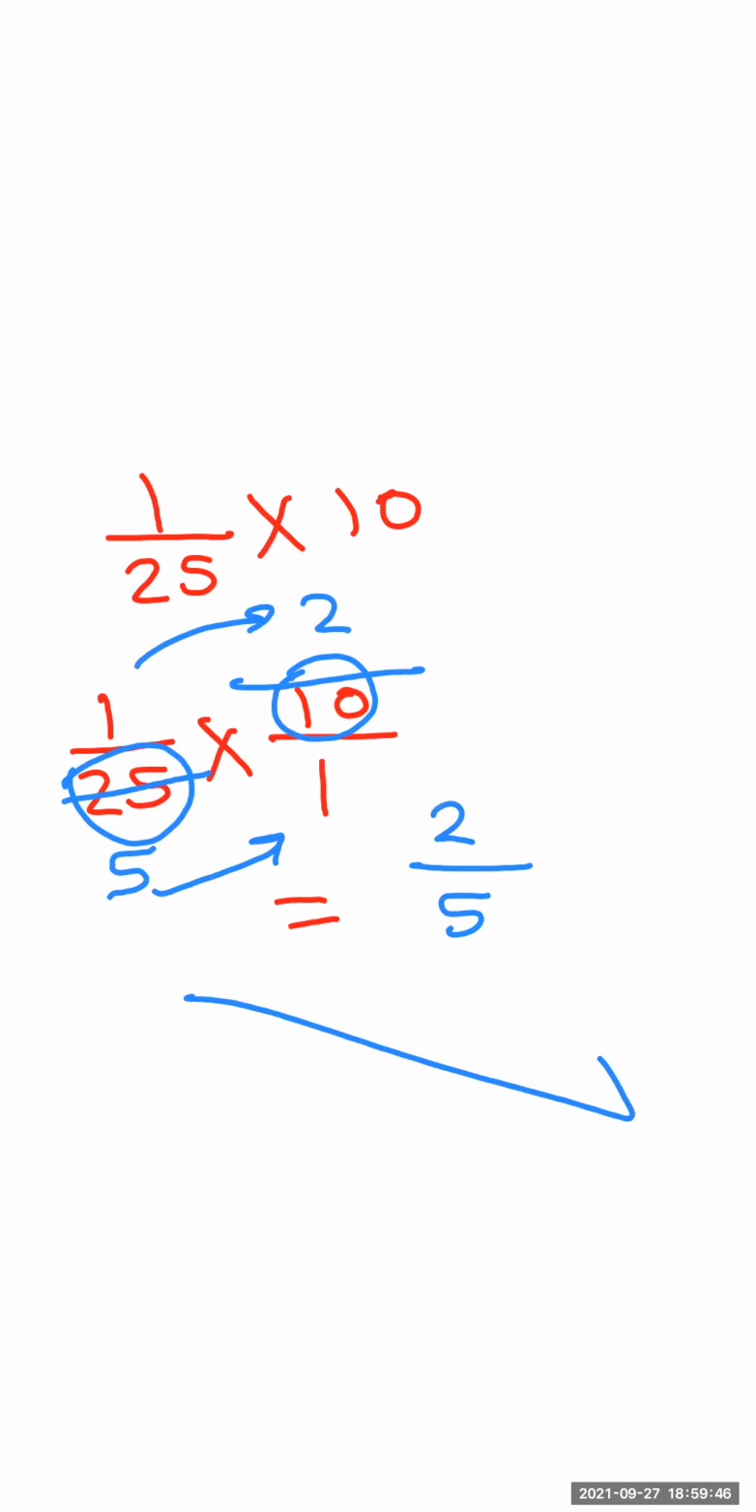guys, any questions till now? No, Mr. No. Okay, great. Okay, great. Then the next point, which is actually the last one, how to multiply a mixed number by a fraction. Okay, never mind, it will be the same exactly.